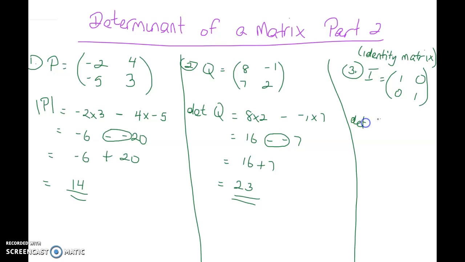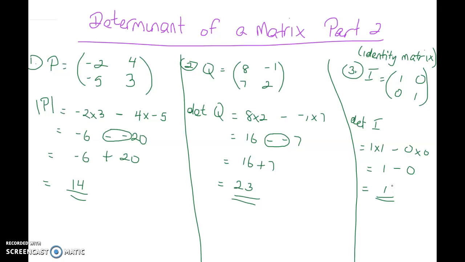Same procedure as before. Multiplying the first diagonal, so that'll be 1 by 1. Take away the second diagonal, 0 times 0. So you really get 1 take away 0, which is just 1. And so therefore, the determinant of the identity matrix is just 1.